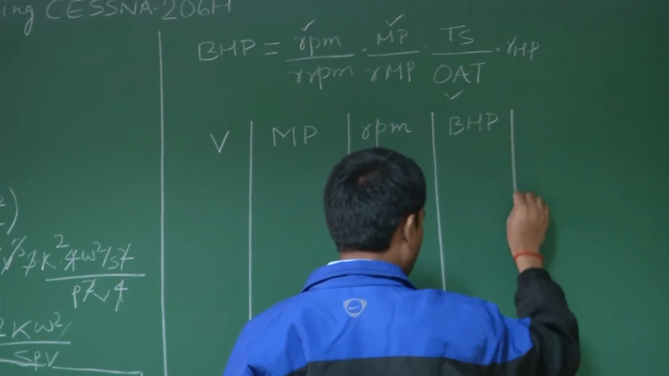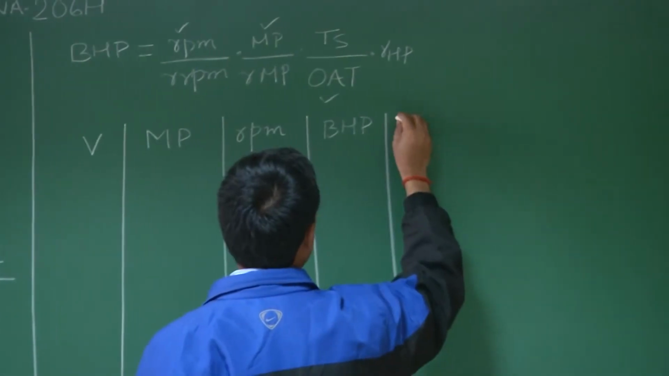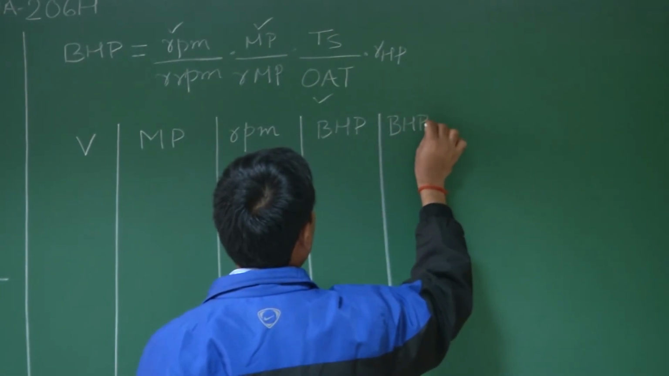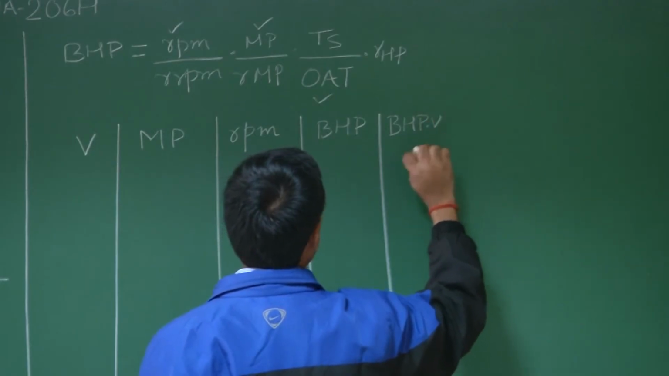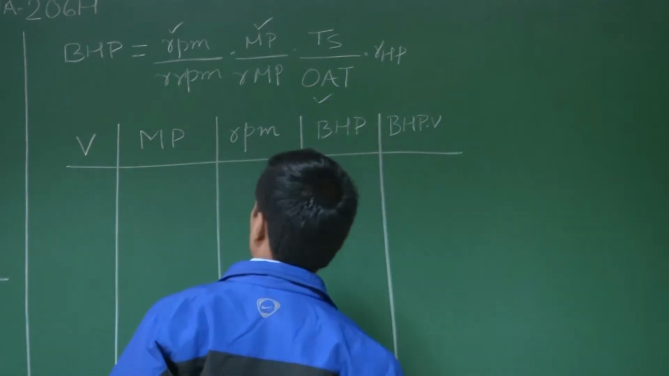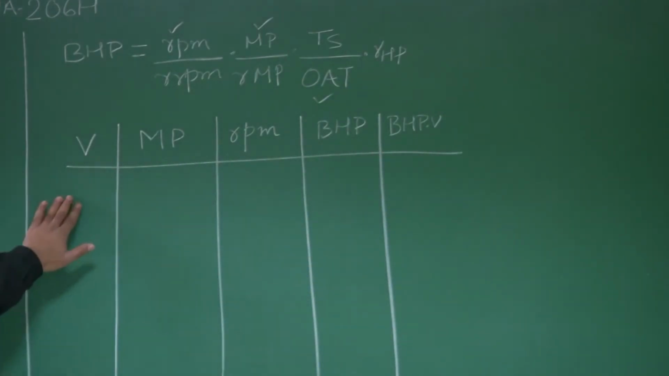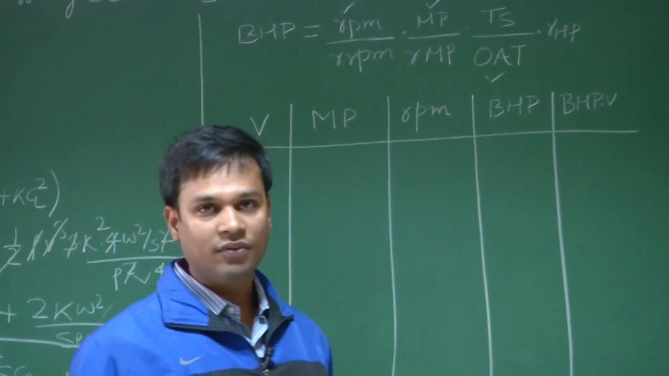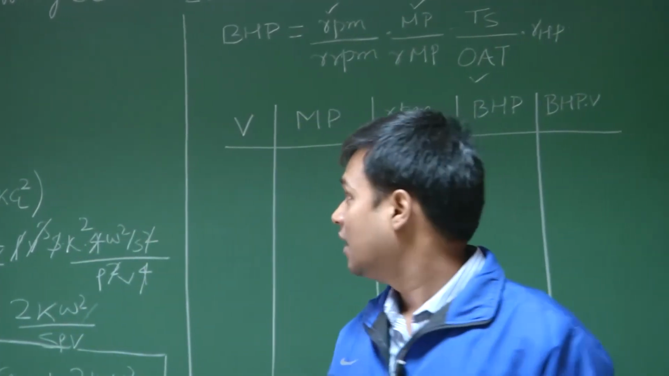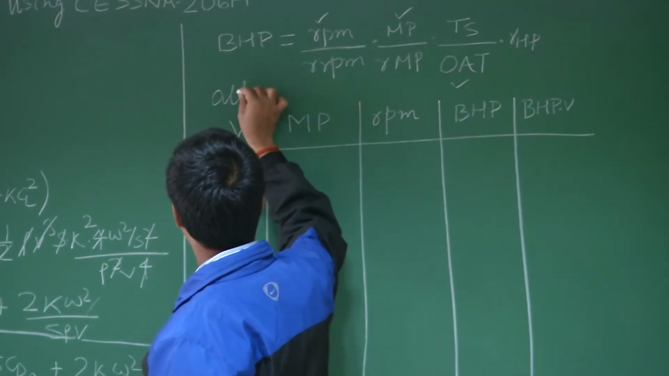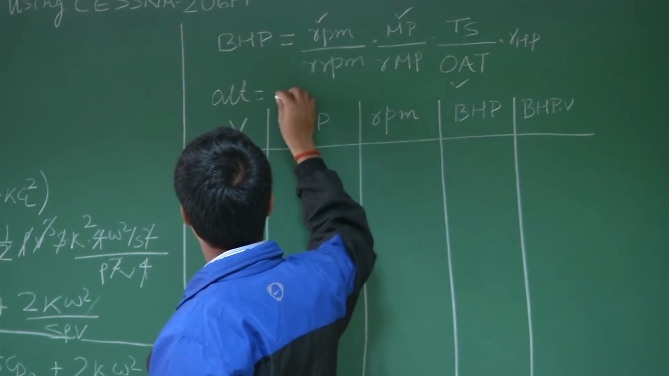Now you can create one more column, which will be BHP into V. We'll talk about this later. To conduct this experiment, since we have already talked about performing it in cruise mode, we should also note down at what altitude we are going to fly the aircraft. So you should know about the altitude.